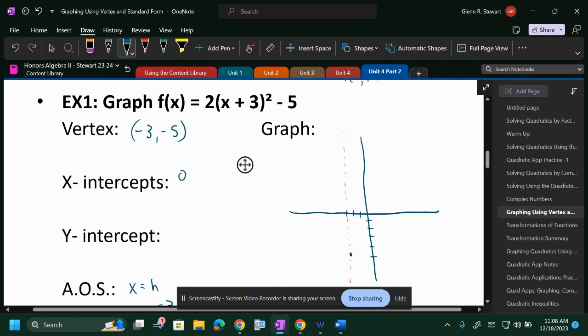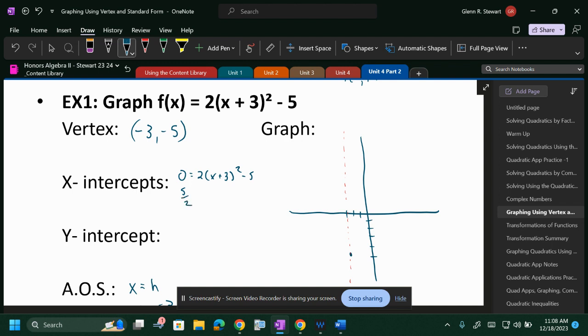I'm just going to set this equal to 0. And I'm going to use the root property to solve. So I'm going to add 5 over, divide by 2. Square root. I'll end up with plus or minus. And then from there, I'm going to subtract 3. So plus or minus square root of 5 over 2.